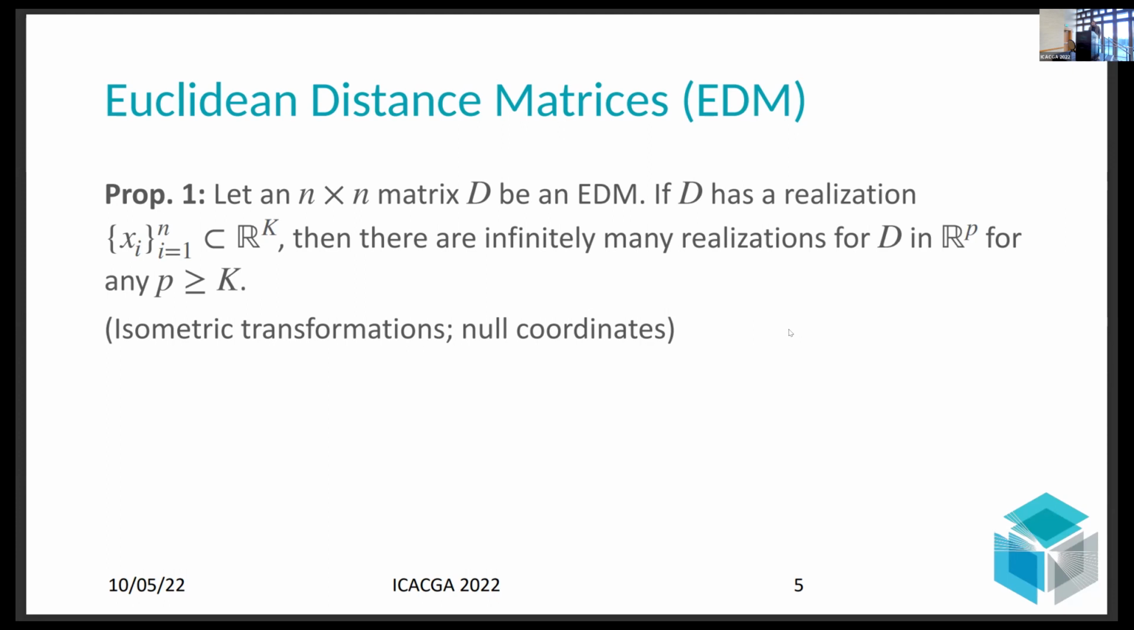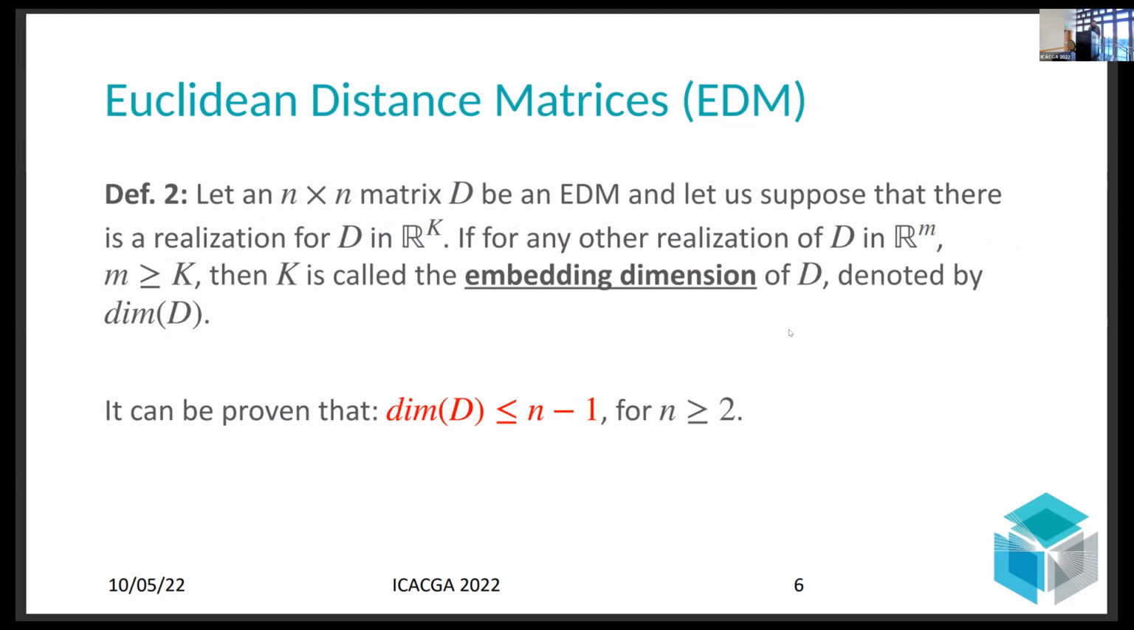And talking about the dimension, the next important definition is the embedding dimension of an EDM. We want to find the solution in the space with the minimum dimension possible. This number we call the embedding dimension of the matrix. It has an upper bound, so for an n times n matrix, it will be at most n minus 1.